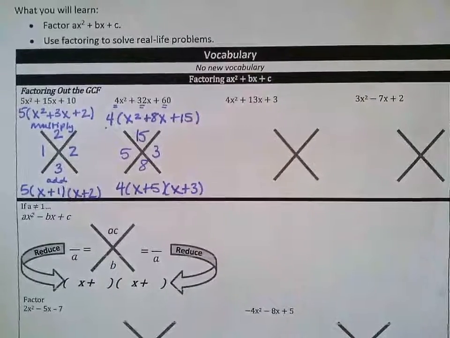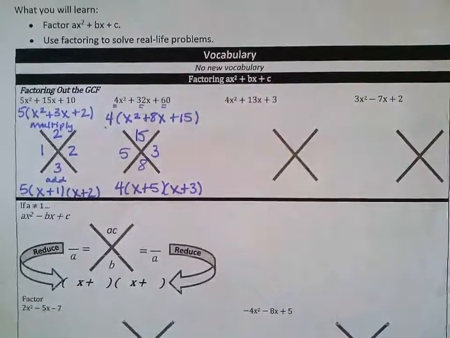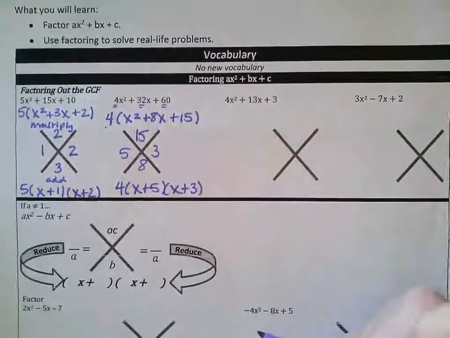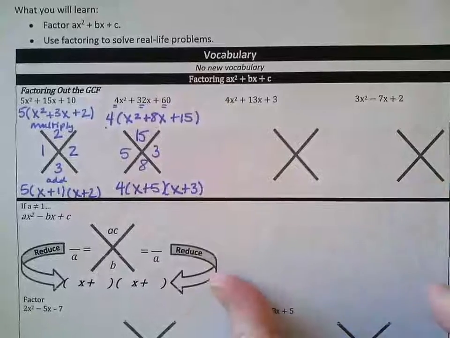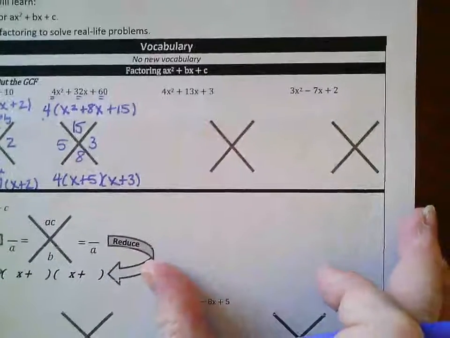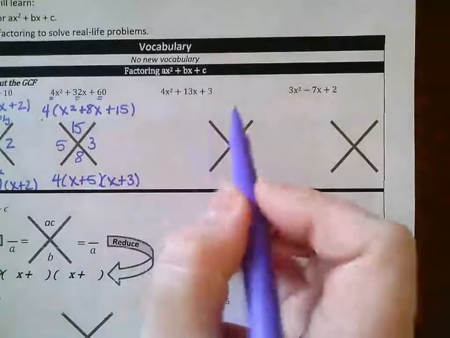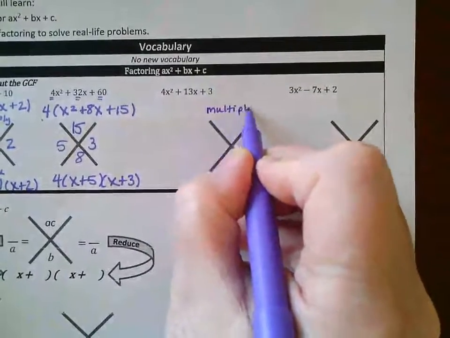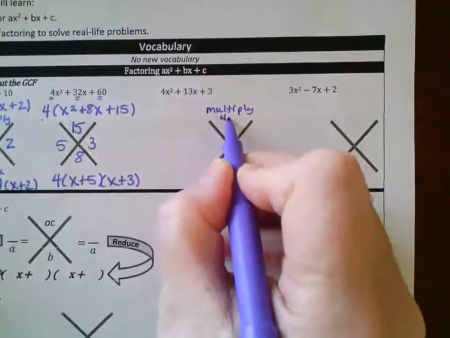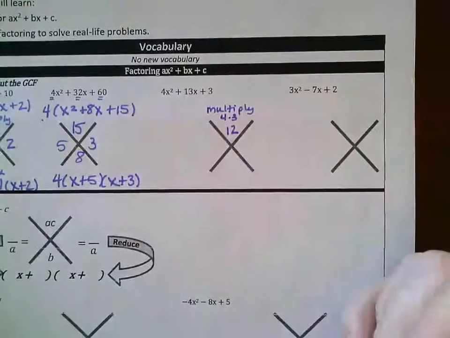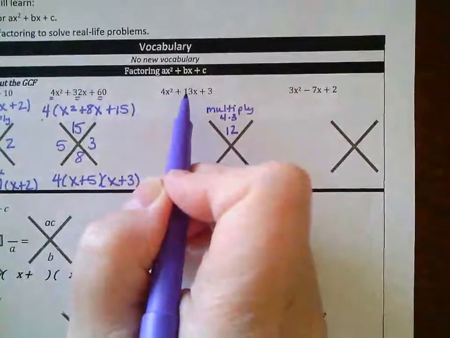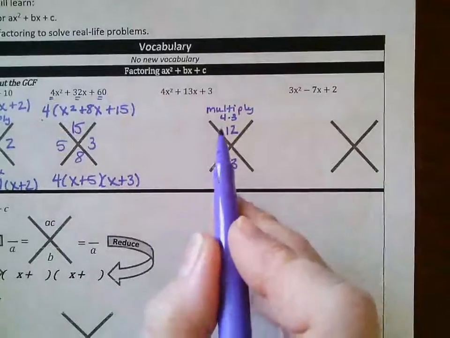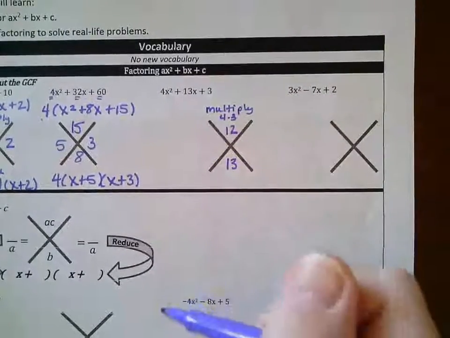Now, what happens when it's not that easy? You can't put 4 into 13 evenly, or 3 for that matter. It would be kind of a hot mess if you tried. So what do we do in those situations? Well, we still multiply here, but we're going to multiply the 4 and the 3, and we're going to get 12. And then we're going to bring down our 13 from the middle. So I'm looking for two numbers that multiply to equal 12, but add to equal 13.